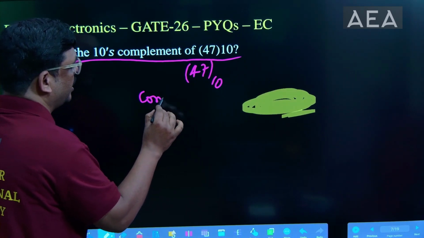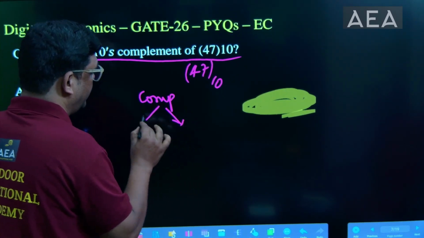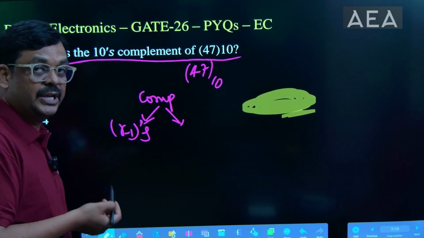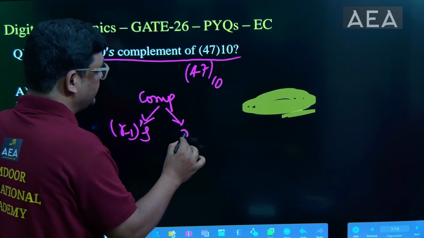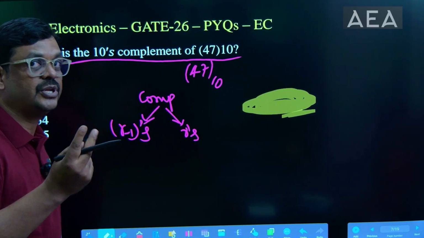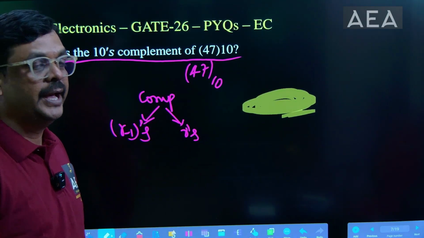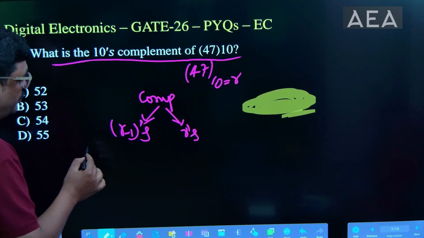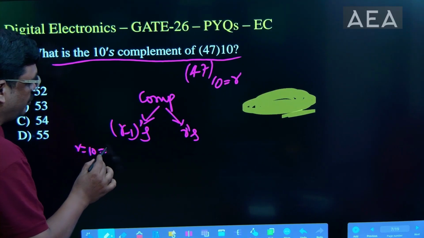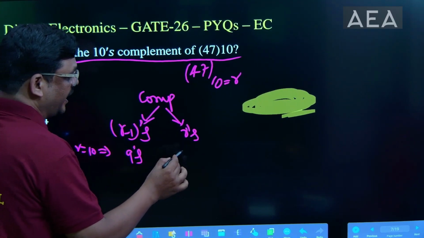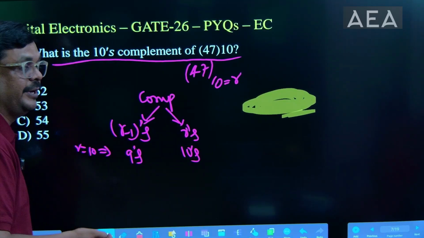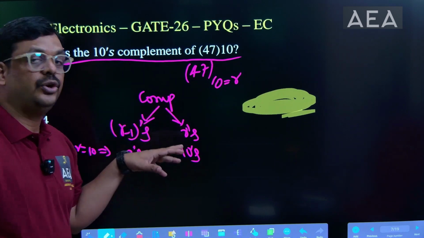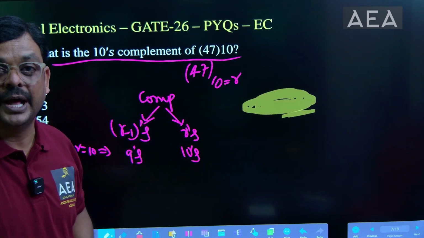Generally, the complements are classified into 2 types. One is R-1's complement, where R is the base of the number system, that is the radix, and the other is R's complement. Now here, what is the R? R is equal to 10. So using R equal to 10, we have 2 types of complements: 9's complement and 10's complement. Based on the question, we require the 10's complement only. But to find the R's complement, we compulsorily require the R-1's complement.